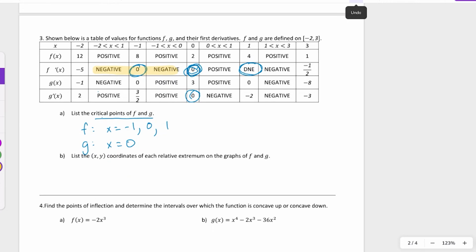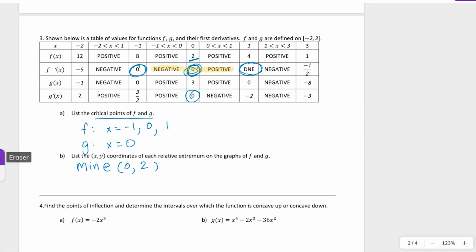So if I look at the next one, where x is 0, right here, we can see that f prime is changing from being negative to positive. So if the slope is going from negative to positive, we know that's a local minimum. Okay, so we've got a minimum at x equals 0. The y-coordinate here is going to be f of 0. Right here, that's 2.